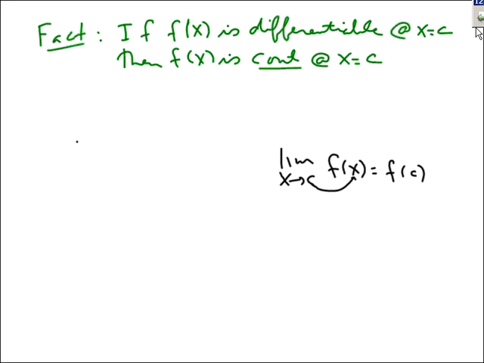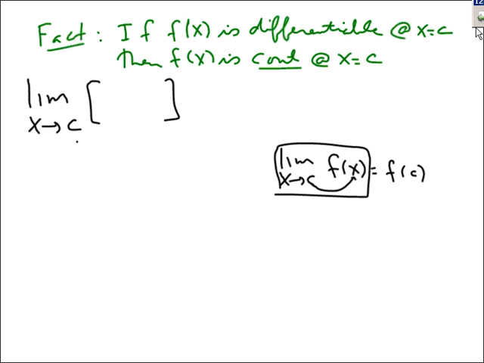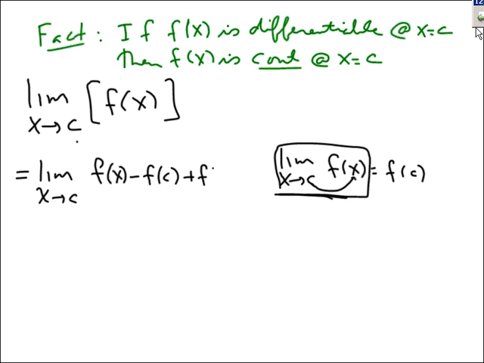All right. Now, I want to show that this is f of c. So let me start off with it. The limit as x goes to c of f of x, just like it said. But I'm going to play games with it now. I'm going to add 0. This is f of x minus f of c plus f of c. All I did was take away f of c and add it back.